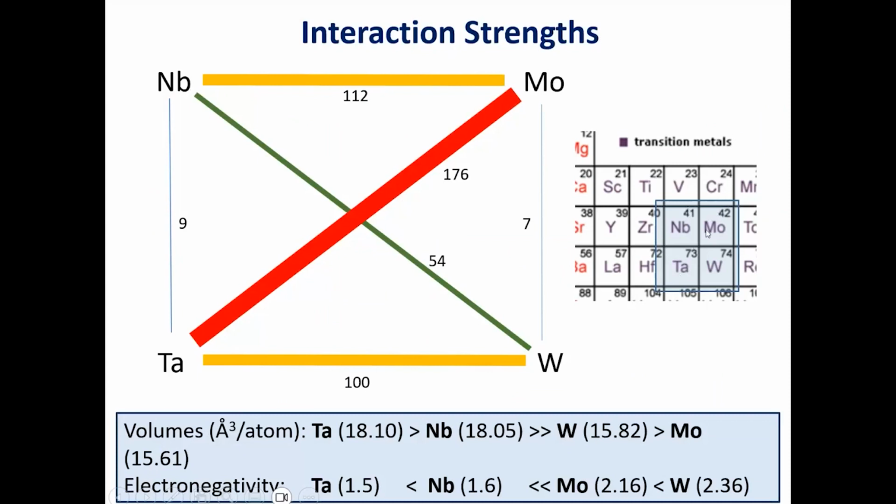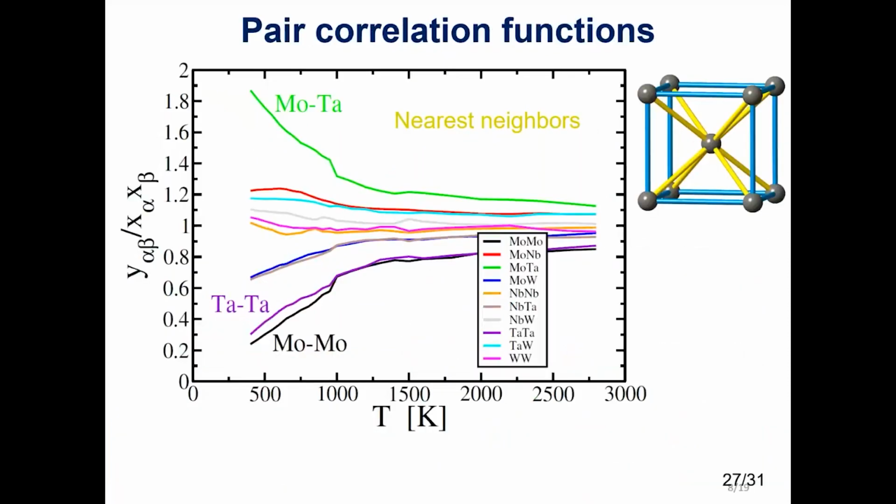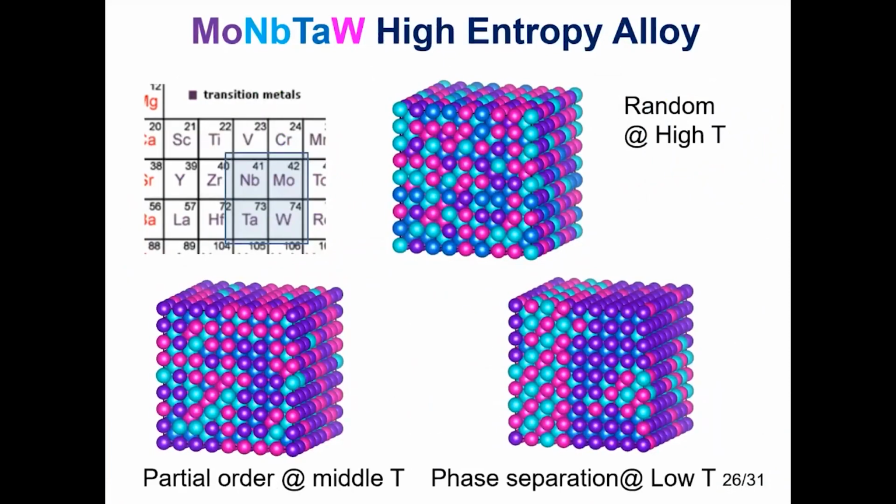So here in the periodic table, this diagonal is the strongest interaction. These horizontal ones are next strongest. The diagonal is also pretty strong. And then the vertical interactions within the columns are quite weak. That's the reason that we see these patterns. So the strongest interaction is between Mo and Ta. That's why Mo and Ta like to separate and form a pure phase with strict chemical order.